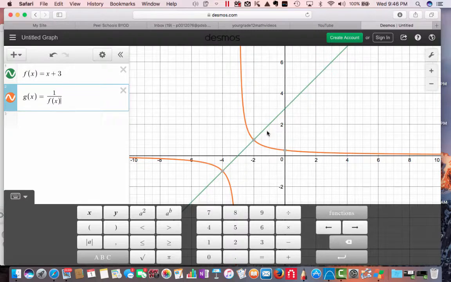The green one was increasing over its entire domain. Its reciprocal is decreasing over its entire domain, except, of course, where it can't cross the vertical asymptote here.